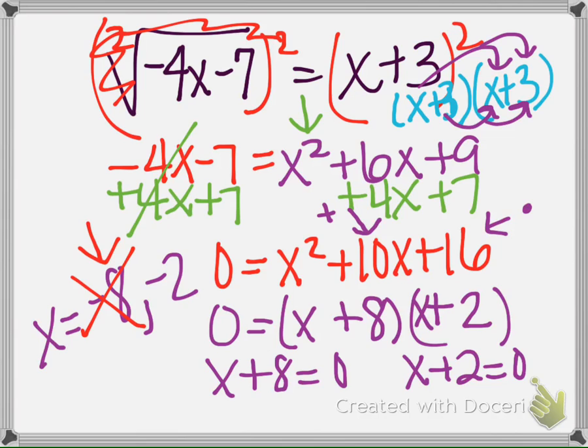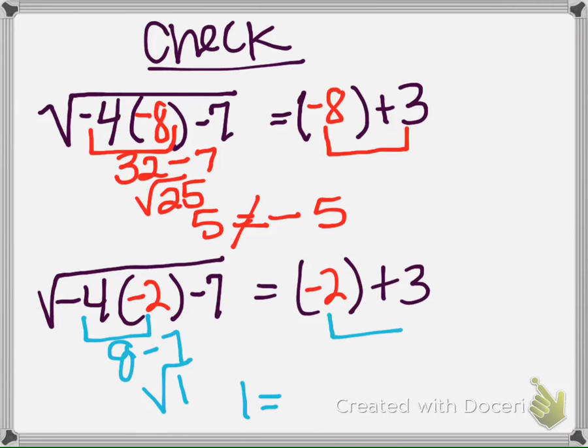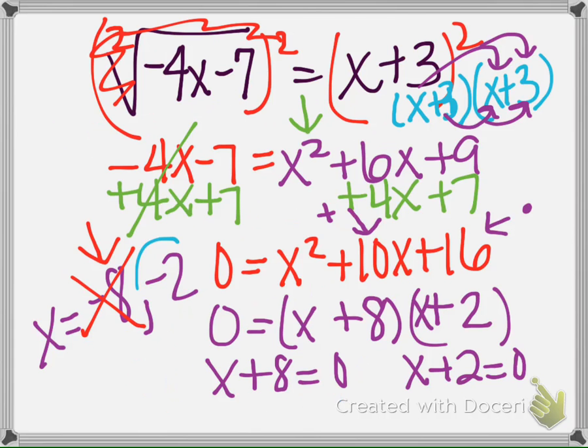Now we have to check if negative 2 is. So we get negative 4 times negative 2 is 8. 8 minus 7 is 1. And the square root of 1 is just 1. Over here we get negative 2 plus 3, which is 1. So we know that negative 2 is the only solution.